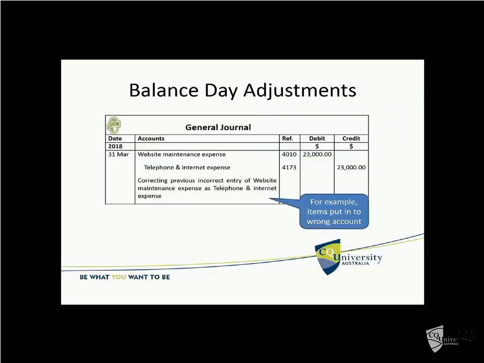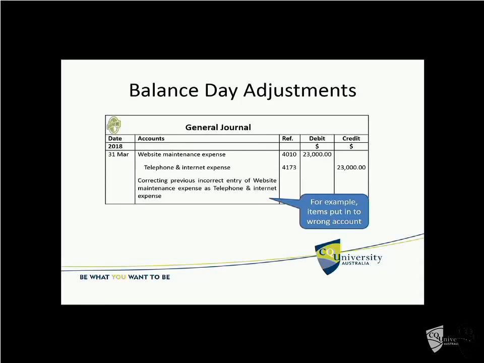So one type of error is we can put items into the wrong accounts. What we do initially in accounting is we have a transaction of some sort, we analyse it and say which accounts it affects. And we could get that wrong. In this example, when we look at the accounts, we see that the telephone and internet expense is a lot higher than we were thinking.